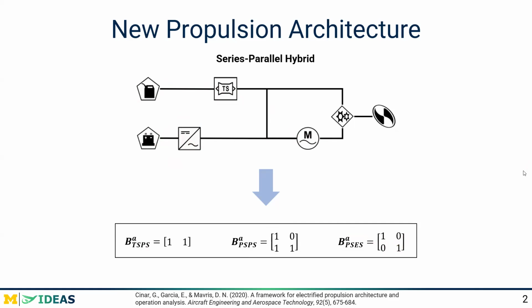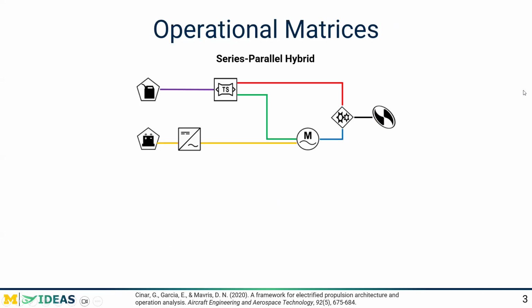So now we're going to move on to figure out how we are going to describe the power flow between the components. You can imagine that the turboshaft is providing some of the power to the fan, but the motor is also going to be providing some power as well. So we need some sort of way to be able to describe how the propulsion system is going to operate. And for that, we have the operational matrices.